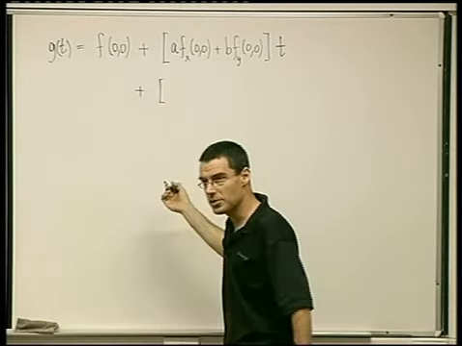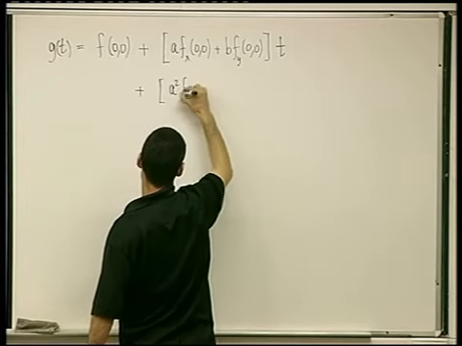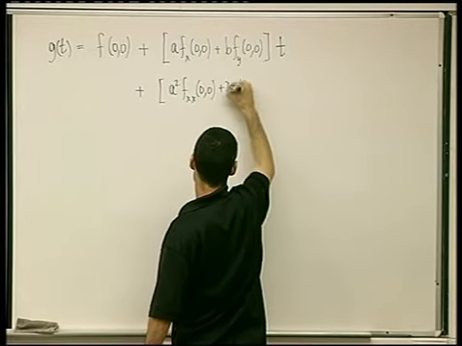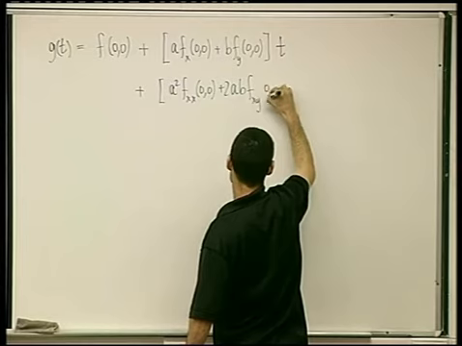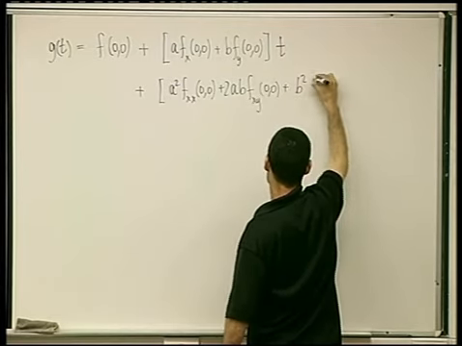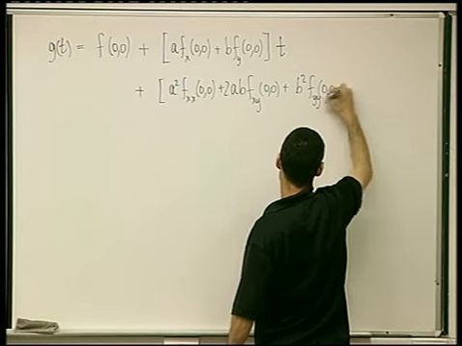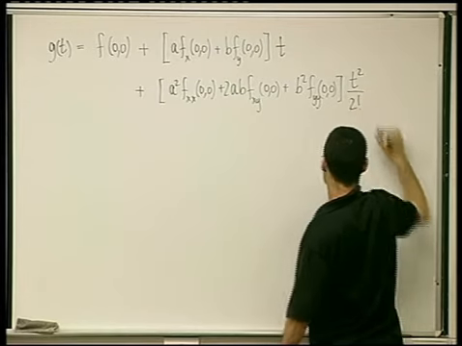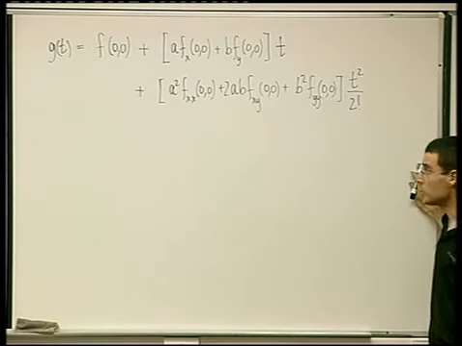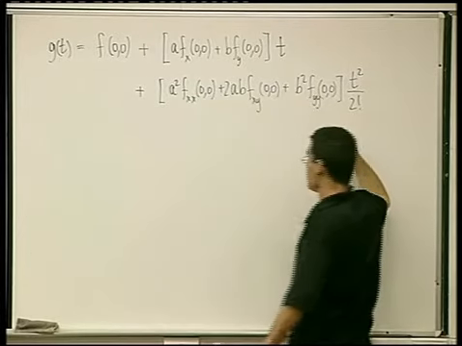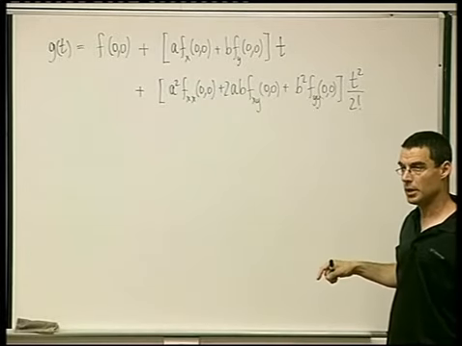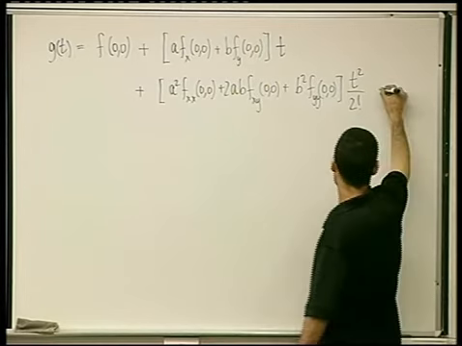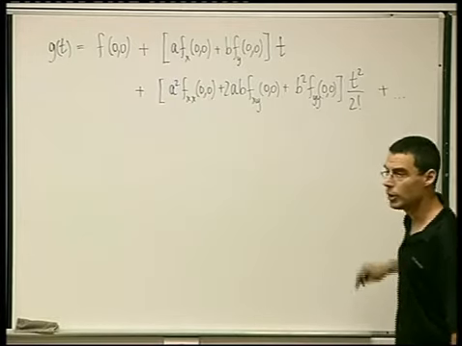g prime prime at 0, which we found equals a squared f_xx at (0,0) plus 2ab f_xy at (0,0) plus b squared f_yy at (0,0). All of this times t squared over 2 factorial, right? I'm just plugging in what we found for the derivatives of g with respect to t on the previous board. Good? Everybody with me? Wonderful. Plus, and let me add dot, dot, dot. You can go as far as you want.